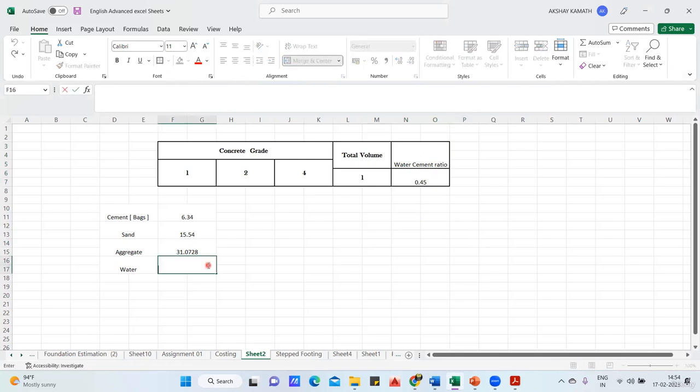So water will be plus what I told. First, you have to take number of bag. You multiply number of bag by water cement ratio. Then you multiply the weight of one bag, which is 50. You can write 50 here. Okay. Anyway, it will be 142 liters.